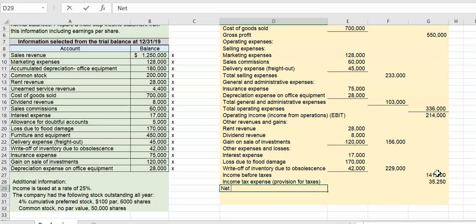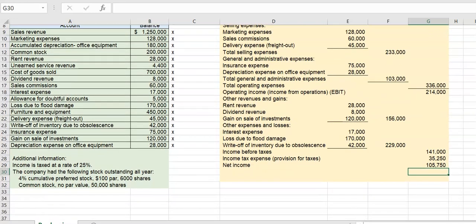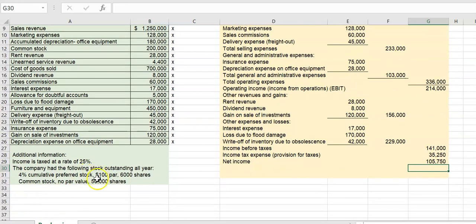And finally, we have net income, equal to what? Income before taxes less income tax expense. So net income is $105,750. Now, the last item that we see has to do with the company's capital structure, how much stock, their equity portion of capital structure. The company had the following stock outstanding all year: 4% cumulative preferred stock, $100 par, 6,000 shares, and common stock, no par value, 50,000 shares.